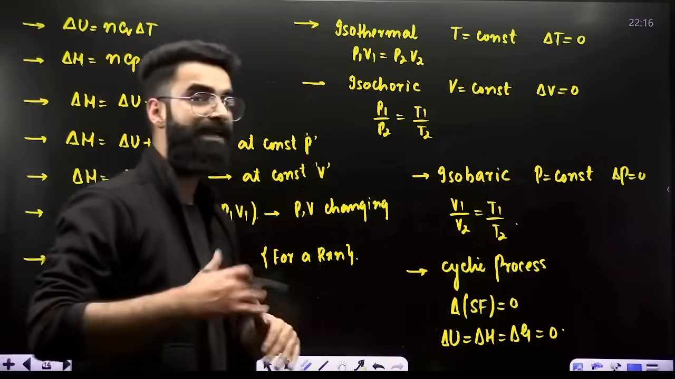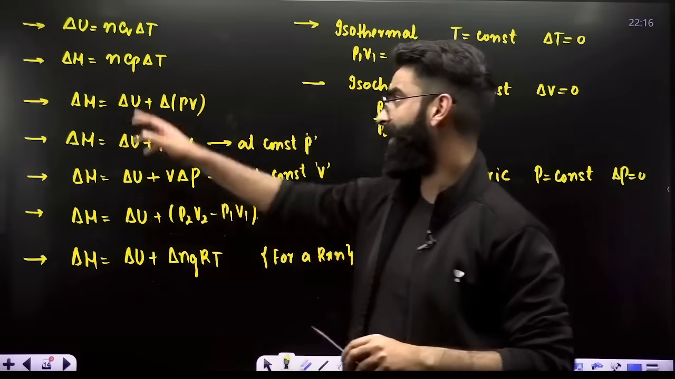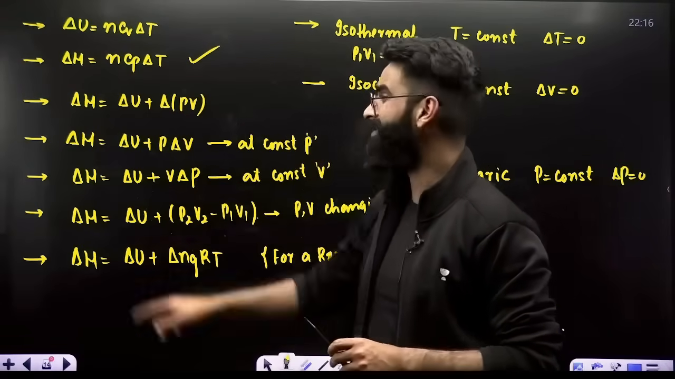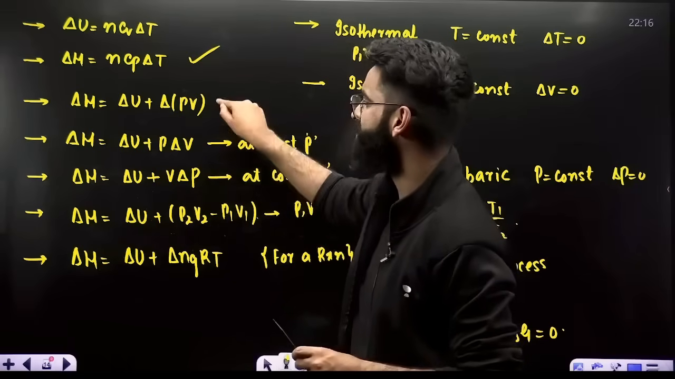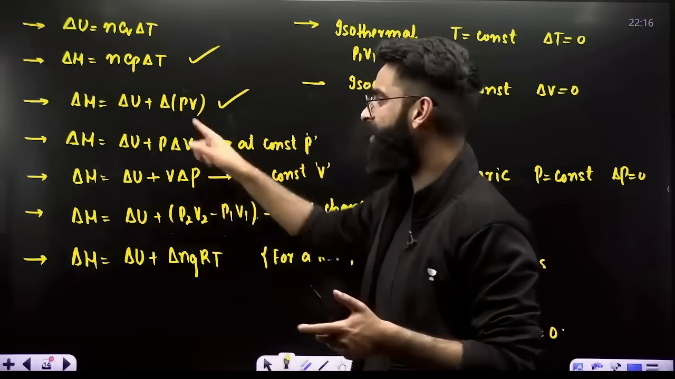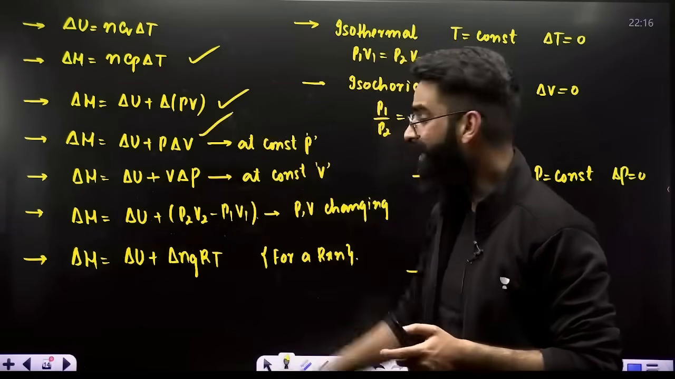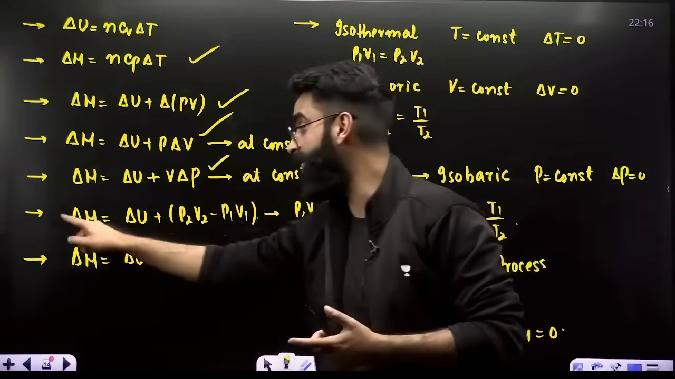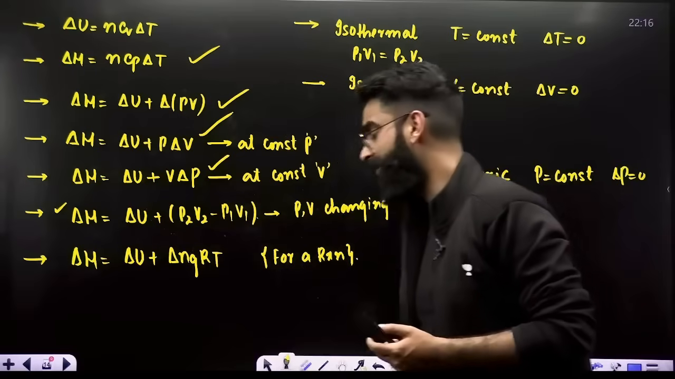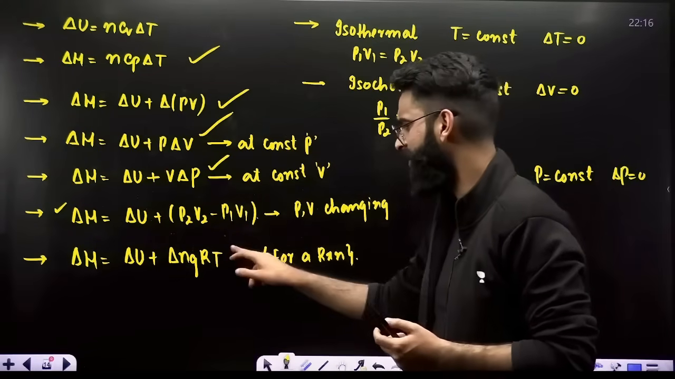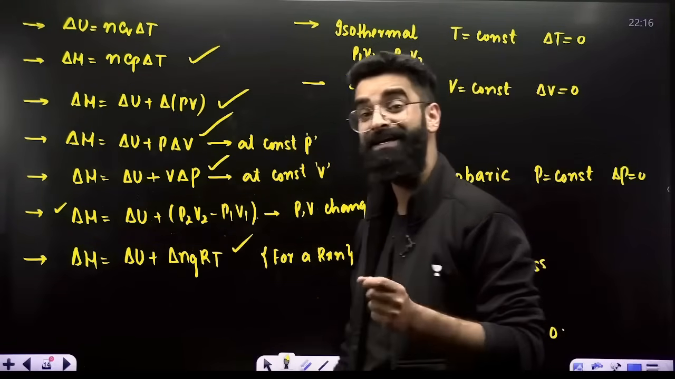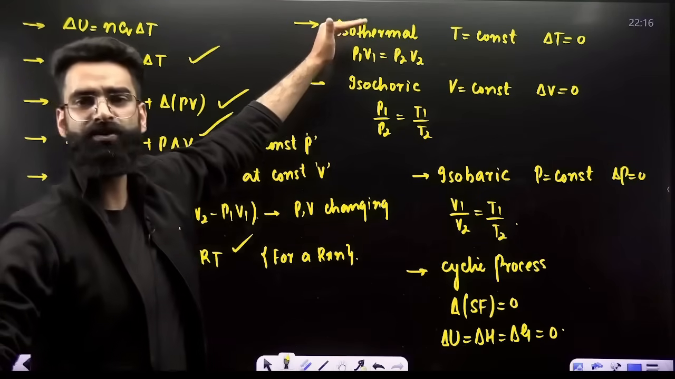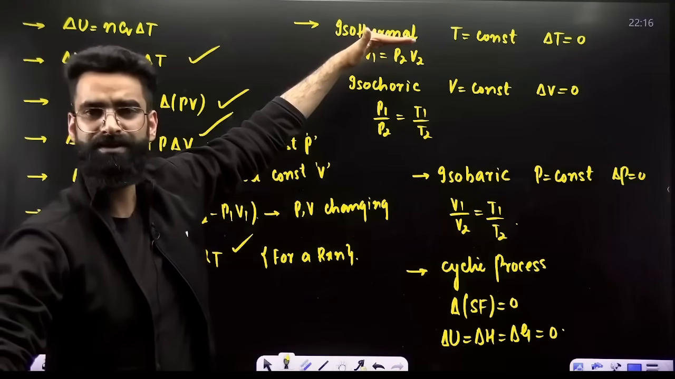Now, how do you calculate delta U for an ideal gas? Delta U is equal to n Cv delta T, delta H is equal to n Cp delta T. What is the relation between delta H and delta U? Delta H is equal to delta U plus delta of PV. At constant pressure, you use this particular result. Keeping constant volume, you use this particular result. If pressure as well as volume both are changing, this is the result. For a particular reaction carried out at a particular temperature, delta H is equal to delta U plus delta ng RT.